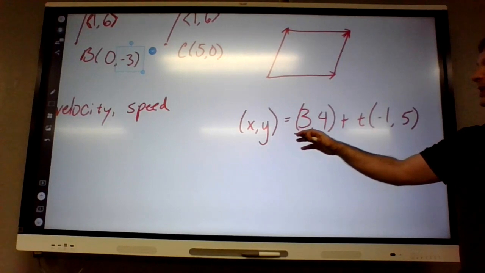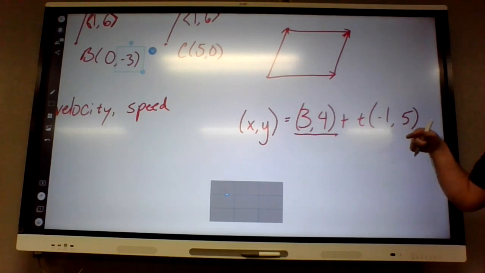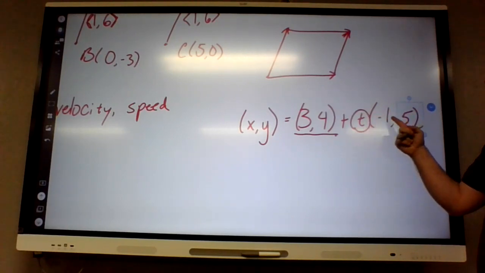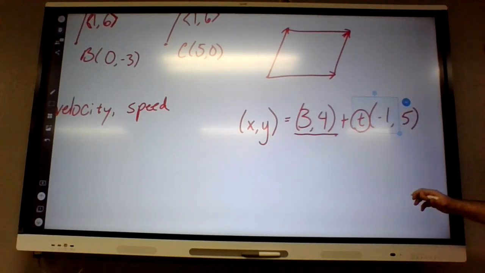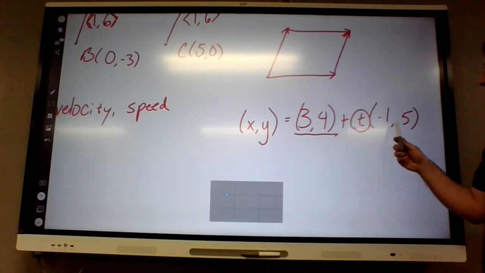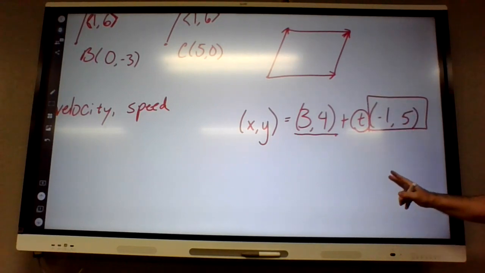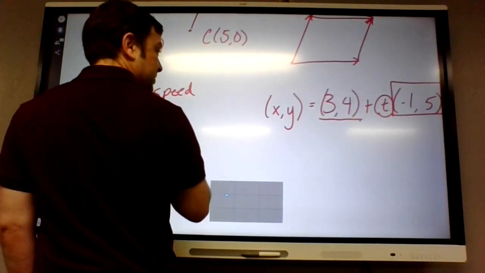So 3, 4 is like the starting spot for your vector on the graph, and -1, 5 is like where it moves. Like left 1, up 5, that kind of thing. T kind of represents time, so after T is 1, it moves 1 of these. After T is 2, it moves 2 of these. You guys remember this? So it looked something like that on a graph, and you had to do points. Anyways, this directional vector is what they call the velocity. So on this problem, when they say, what's the velocity? It's just -1, 5.